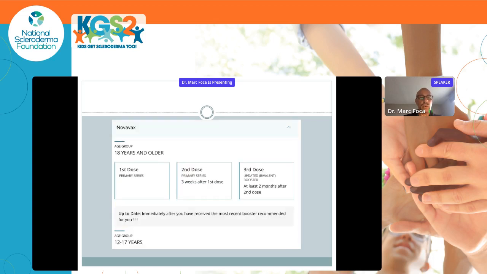And then if you're 18 and older, you can actually choose a different product known as Novavax. And so this is a more traditional protein-based vaccine. It's a 3-dose primary series. It's actually their third dose is being updated to be bivalent to include Omicron variants. And so if you're less likely to be amenable to receiving an RNA vaccine, if you're 18 years and older, you can try to get Novavax. Quite effective.